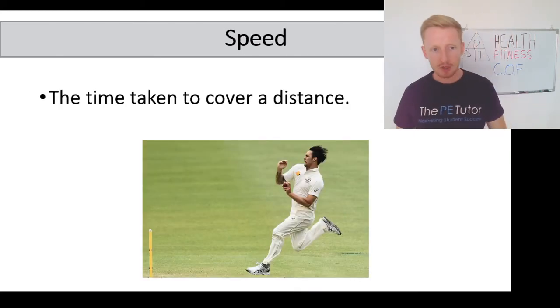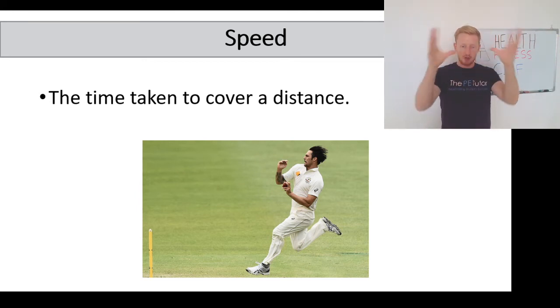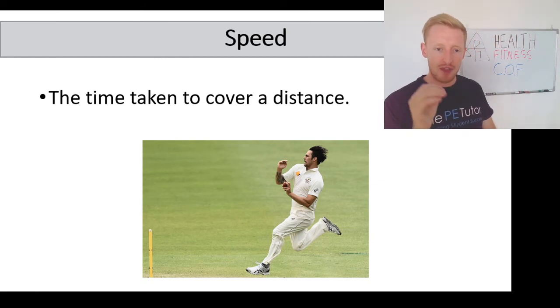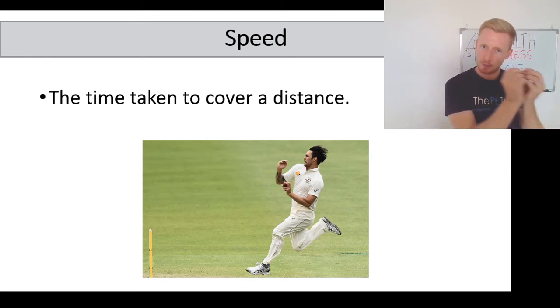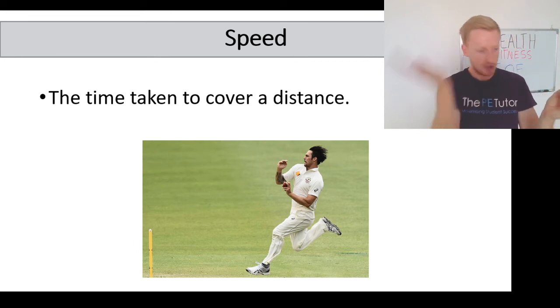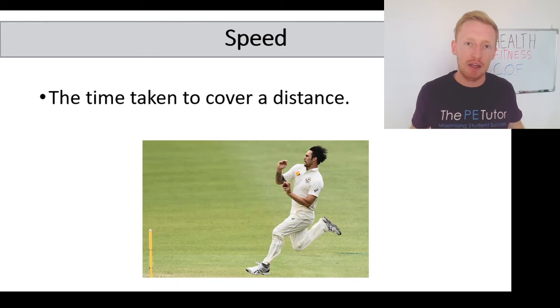Speed, so the time taken to cover a distance. Now, yes, this is a person moving, but we could also focus in on their shoulder. We could focus in on their arm, limb speed. Doesn't matter if it's the whole person or a part of their body. As long as there's a point A and a point B, and we can measure the distance and the time it takes from start to finish, we can assess their speed.